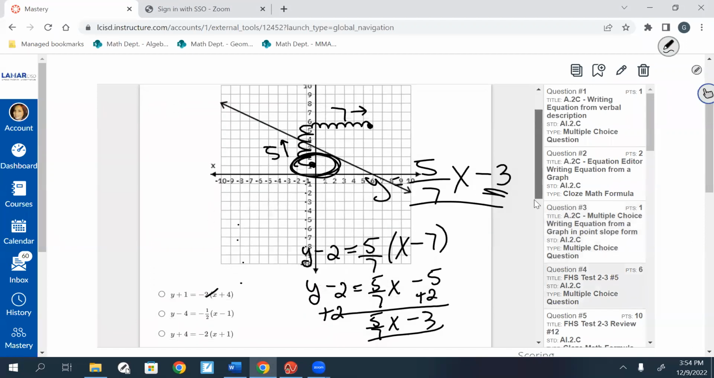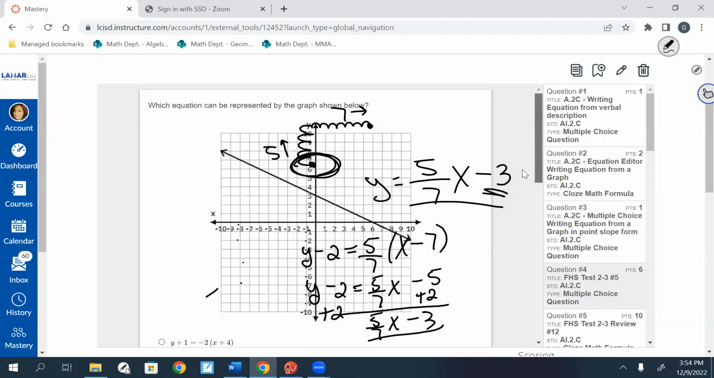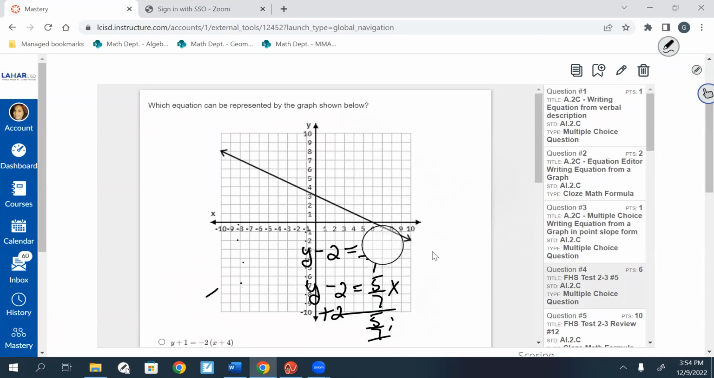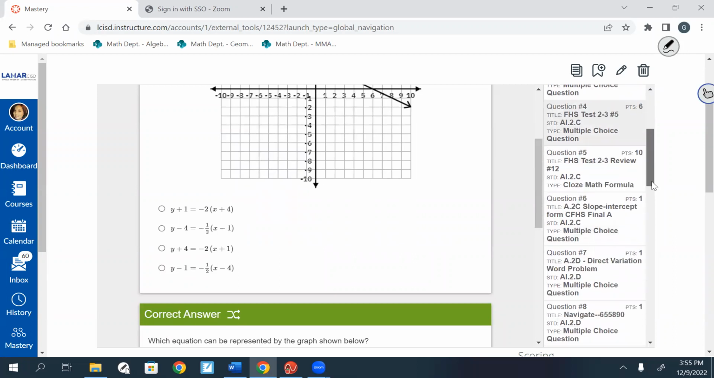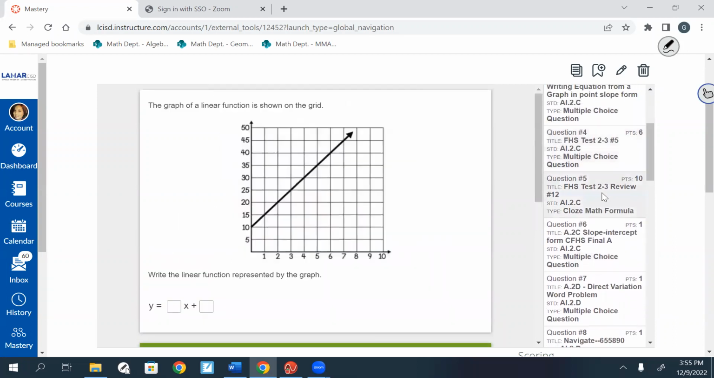Okay, so this one here, this is the same kind of process as the one that we just did. So find your slope and your y-intercept, and then go on ahead and use the slope to help you eliminate some of your answer choices, and then convert the remaining ones to slope-intercept and match it to the y-intercept of your graph. Okay, and then this one is similar to the one that we did a couple problems ago, where you just need to find the slope and the y-intercept and plug it in.